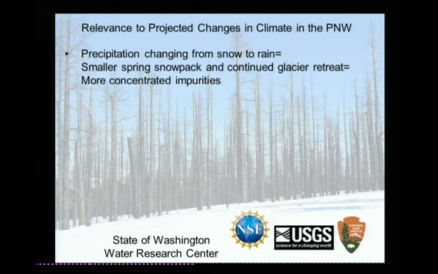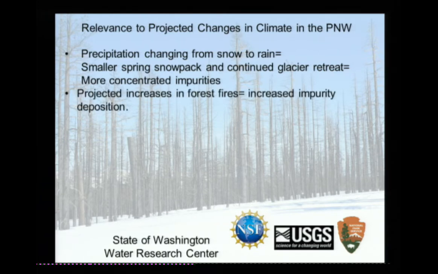And then the last thing is the relevance of this in the changing climate in the Pacific Northwest, which is that we're going to have more snow to rain, and that's going to mean a smaller snowpack, more glacier retreat, and those black carbon concentrations are going to get more concentrated in the snowpack, so lower albedo. And we know we're facing an increase in forest fires, so this concern we have about the fire deposition is also going to increase. So yeah, sorry for running over.